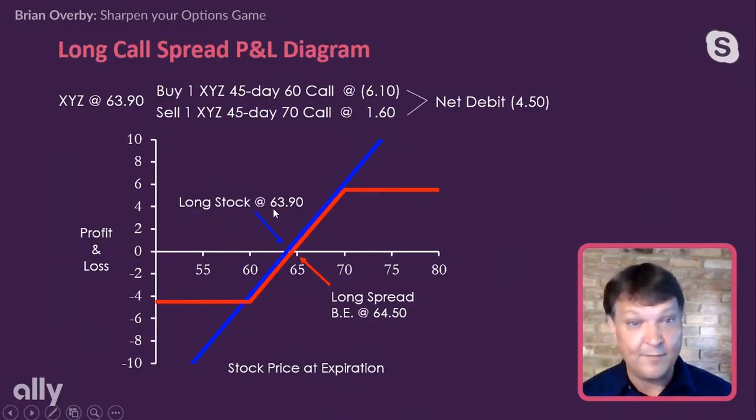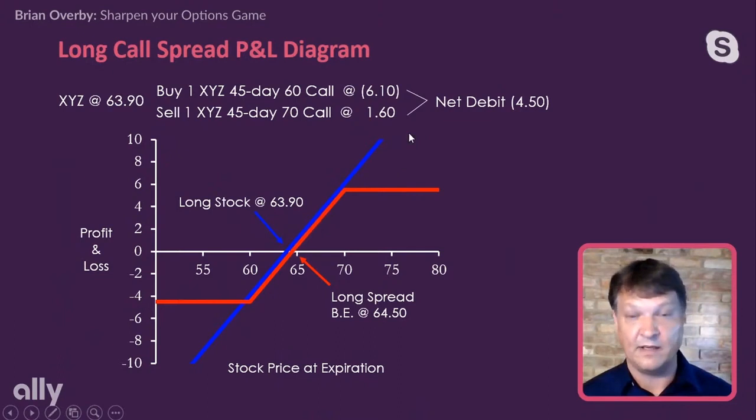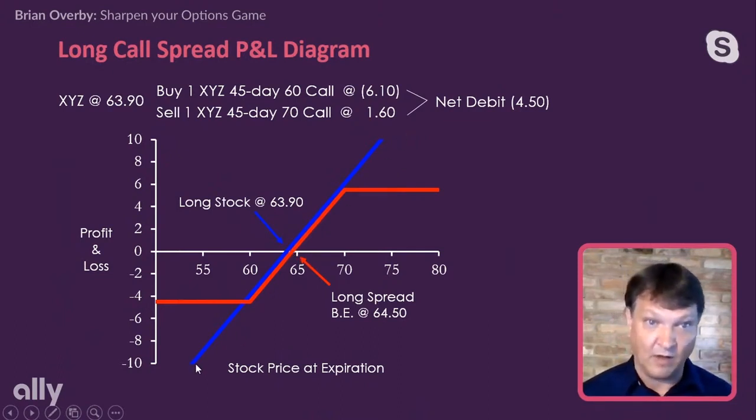Now, I've taken the time to put in the long stock position here. Long stock, if you just bought 100 shares of stock, now remember, our option contracts each represent 100 shares of stock. You have the right to buy 100 at 60 and the right to sell, or the obligation to sell 100 at 70. So long stock at 63.90, well, this is what our profit and loss graph would look like, right? We'd have substantial upside, basically infinite in theory. On the downside, we have all the downside all the way down to 0. Break even right at 63.90.